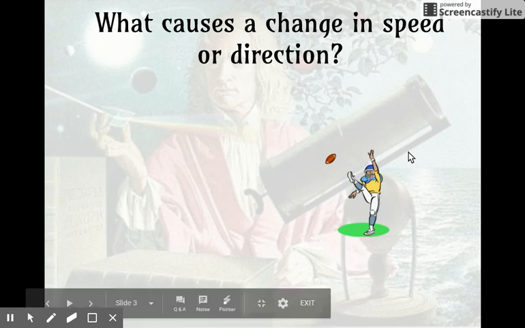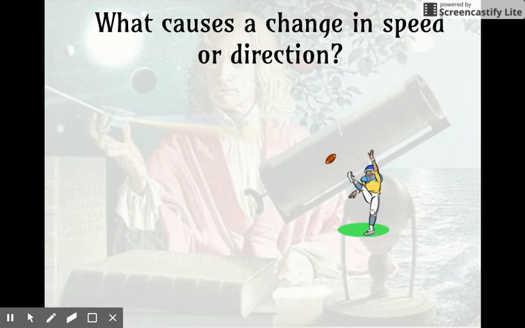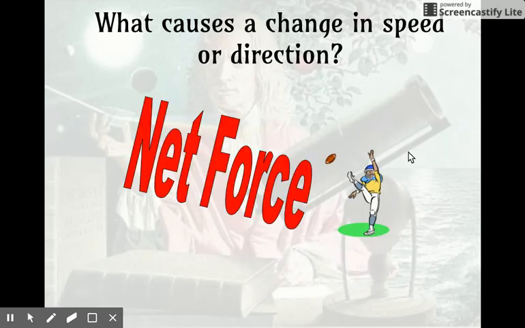So answer that first question on your worksheet. What causes a change in the speed or direction? So the answer is a net force. So we have to have a net force that is not zero to cause our object to change speed or direction.